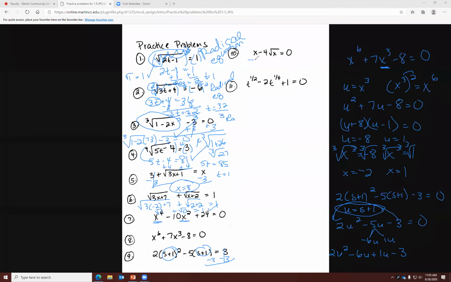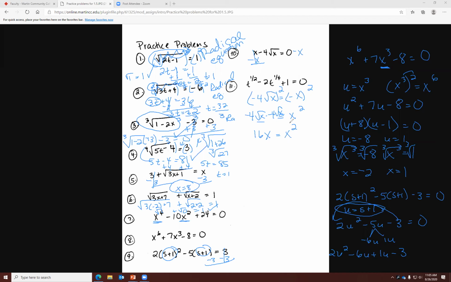All right, so this one I'm going to move the x over. And we end up with negative 4 square root of x equals negative x. And then I'm going to just go ahead and square this to get rid of the square root. Okay, so we end up with x squared equals, so this is really negative 4 square root of x times negative 4 square root of x. That's going to be 16x, right? Because the square root of x times the square root of x is going to give you square root of x squared, which is an x. And negative 4 times negative 4 gives you 16.